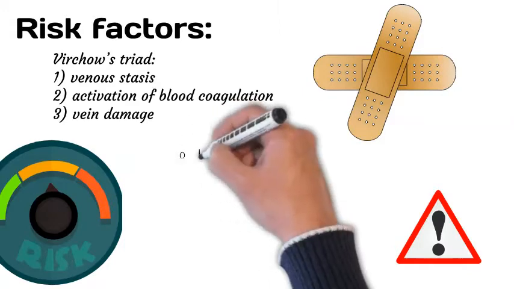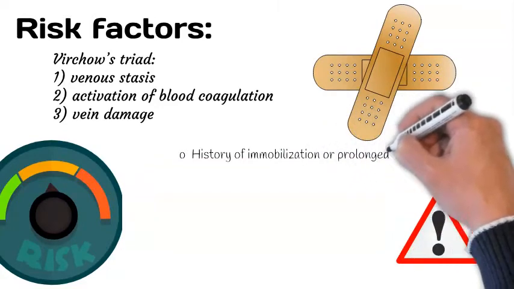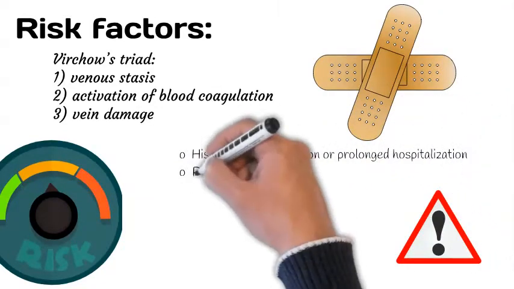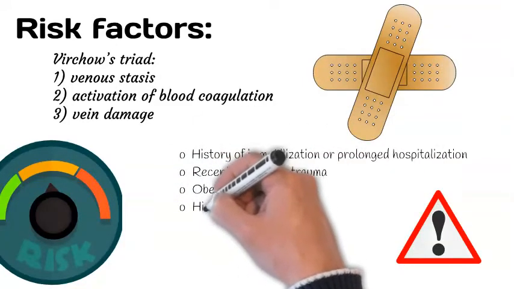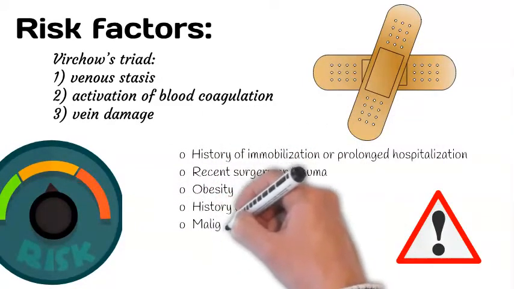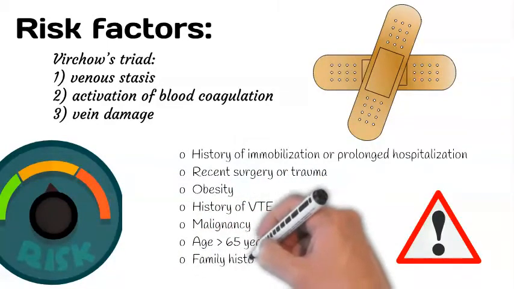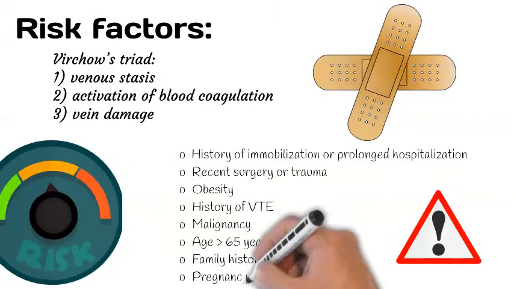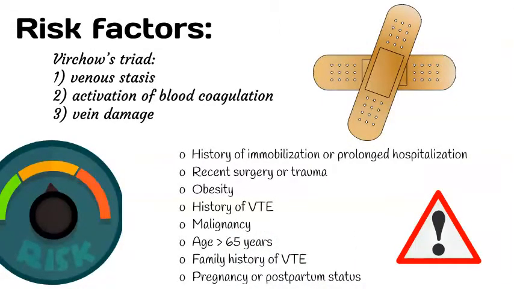So, history of immobilization and prolonged hospitalization is one of the major risk factors, and this is actually why all of our hospitalized patients who are immobile get prophylaxis with anticoagulation, or sometimes even just compression boots and sequentials.